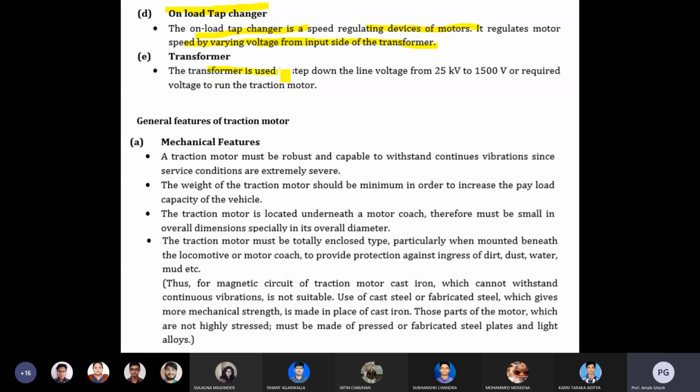And the transformer is used to step down the line voltage from 25 kV to 100 V, the required voltage to run the traction motor. So that is possible. Okay, and those kinds of important definitions, please keep ready for understanding and why they are important.